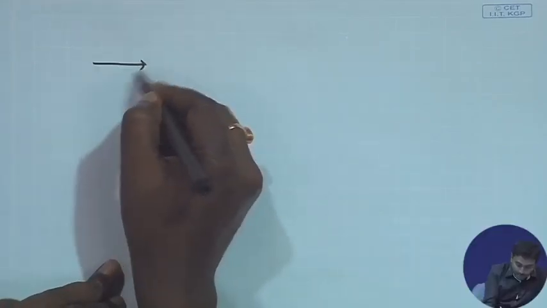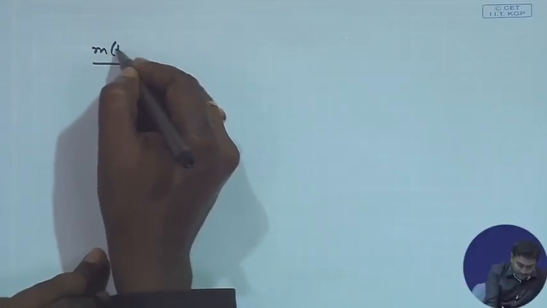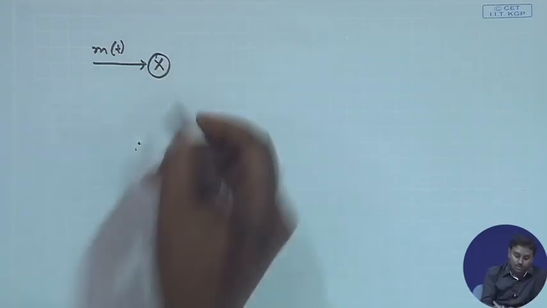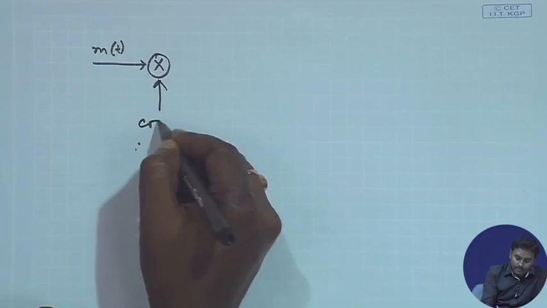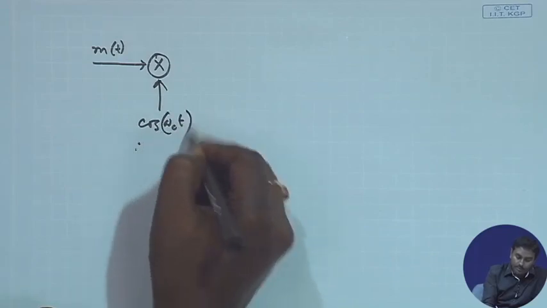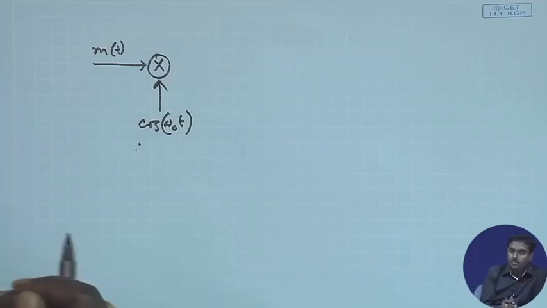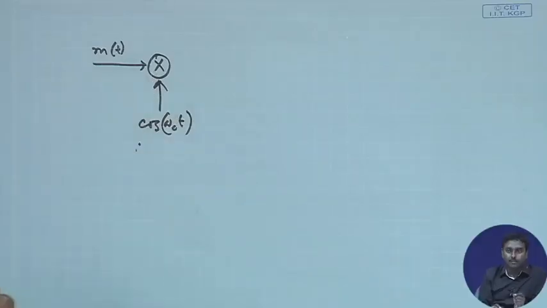Okay. Now, let us see what happens to this DSB-SC. Basically, I have a signal m(t). For modulating, I need to multiply it with cos omega_c t. So from the signal, I am now trying to devise a system. What I need is a multiplier circuit. Somehow I have to realize this multiplication.